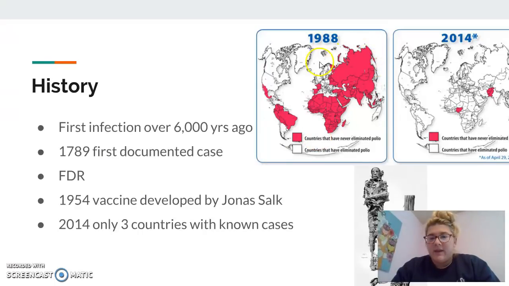As you can see right here in this picture on the left, in 1988, all of these in pink are countries that still had polio. And then by 2014, with use of the vaccine, polio has almost been eliminated and actually only occurs in Nigeria, Pakistan, and Afghanistan. And every once in a while, there can be an infection in a surrounding country.